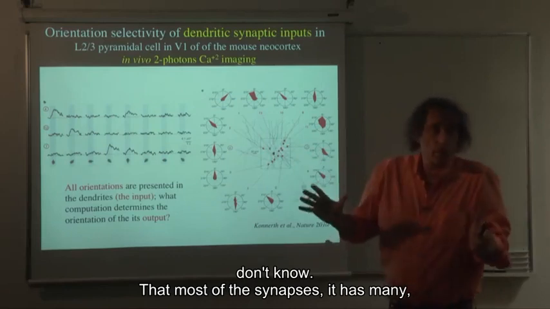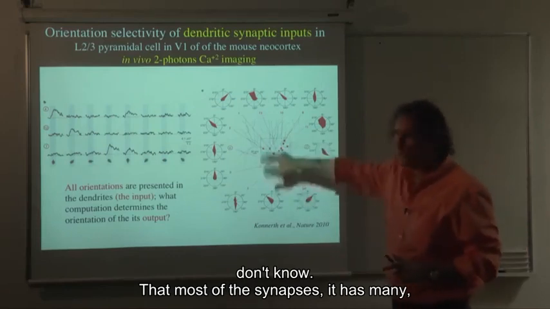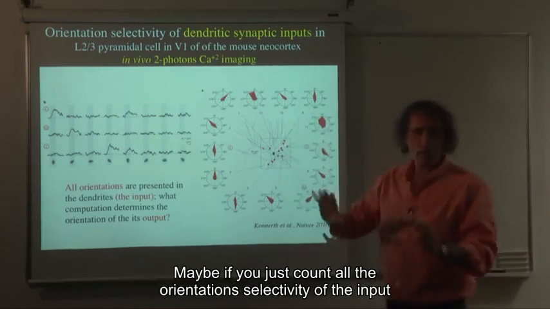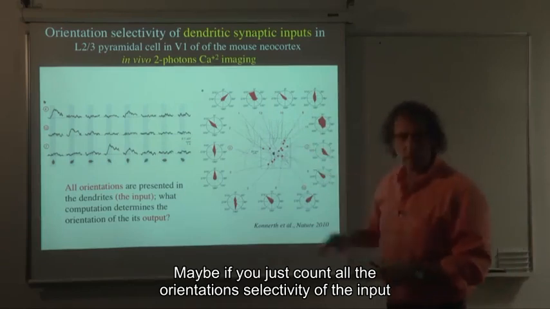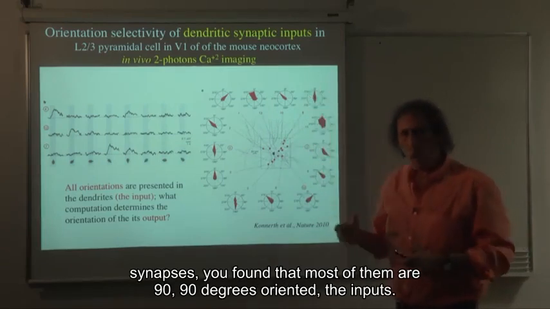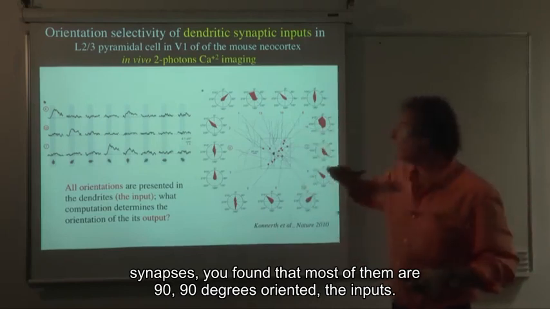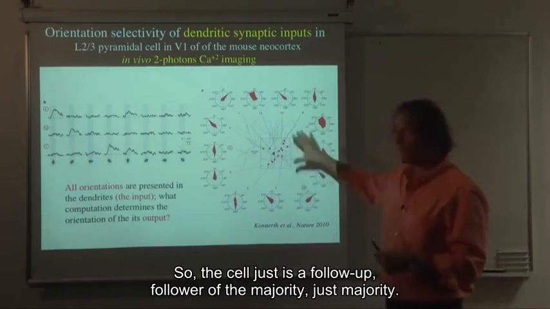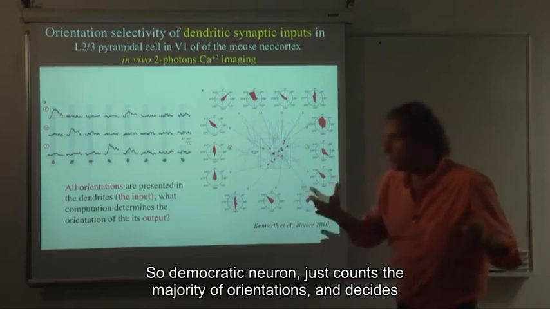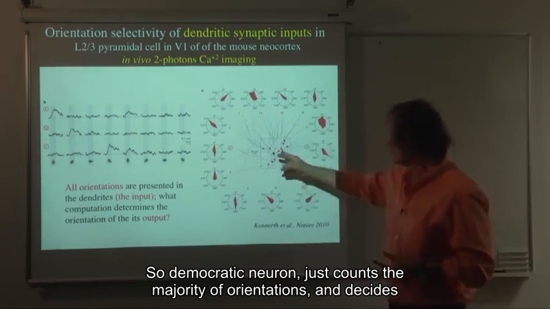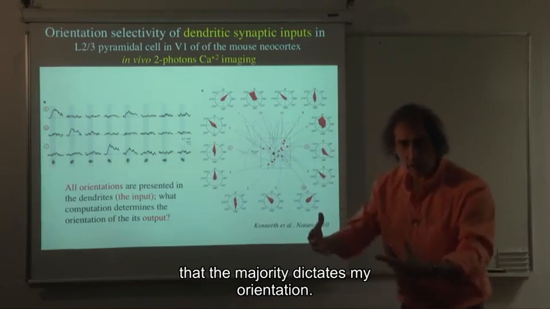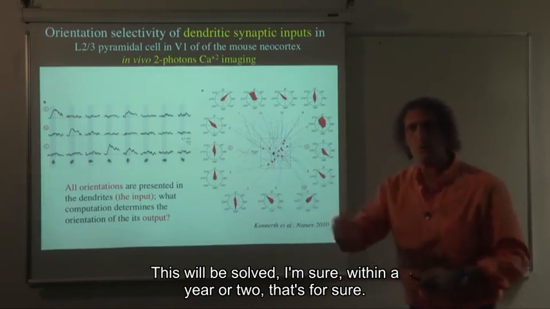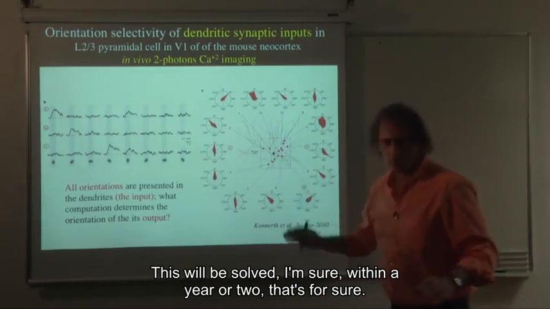For example, it could be, we don't know, that most of the synapses, it has many synapses, not only 20, but 5,000. Maybe if you just count all the orientation selectivity of the input synapses, you find that most of them are 90 degrees oriented. So the cell is just a follower of the majority. It's a democratic neuron, it just counts the majority of orientations and decides that the majority dictates my orientation. Maybe there is another computation being performed on the dendrite. This will be solved, I'm sure, within a year or two. That's for sure.